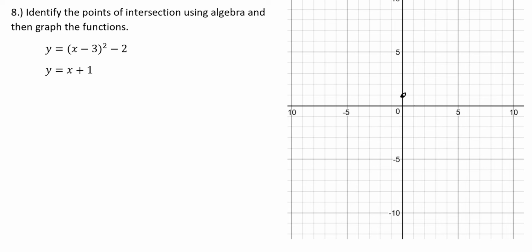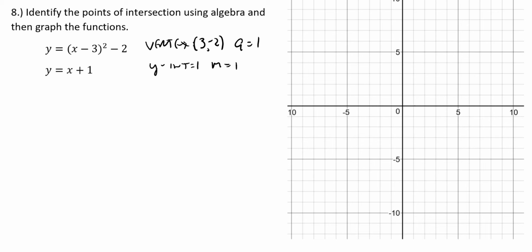Alright, so what I want to do with this problem is identify the points of intersection using algebra and then graph the functions. I'm going to graph it first because it's going to be pretty easy. So the vertex is at 3, -2, and a equals 1. And then here my y-intercept is at 1 and the slope is 1.